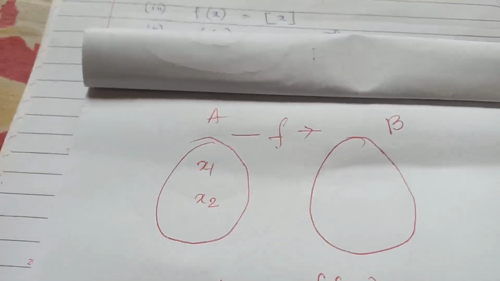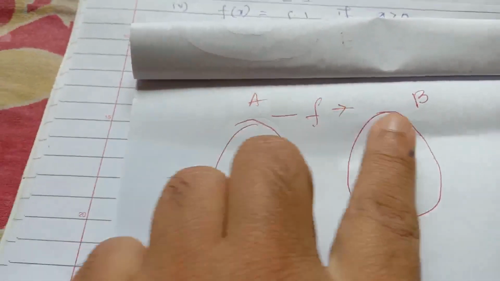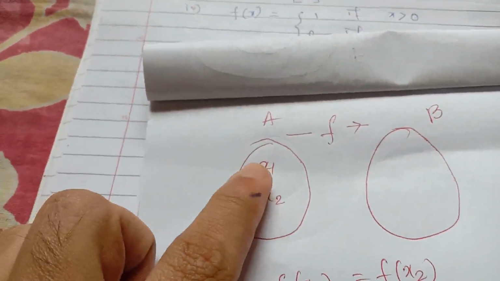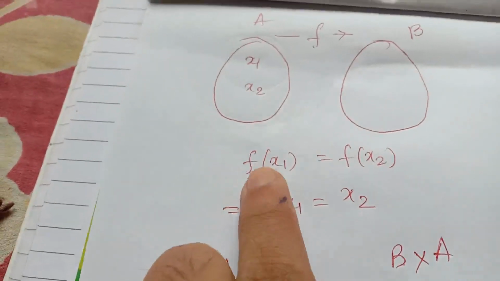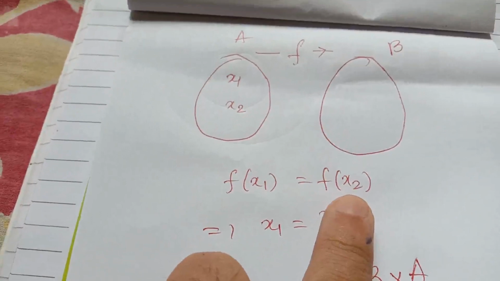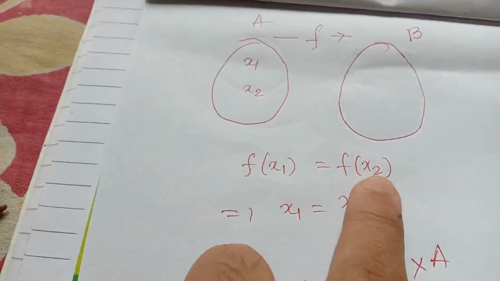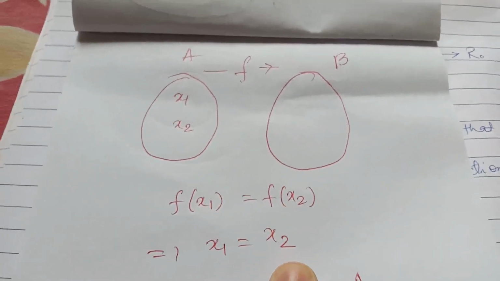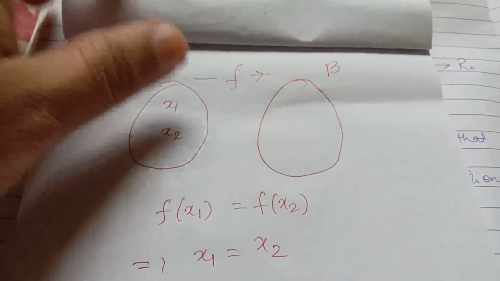In the last class, we got the definition of one-one function. What was that? Suppose f is a function from A to B. To prove f is one-one, we take two elements x1 and x2 from the domain and assume that f of x1 equal to f of x2, and we try to prove x1 equal to x2. If we can show f(x1) equal to f(x2) implies x1 equal to x2, then the function f will be a one-one function. This is the definition of one-one function.